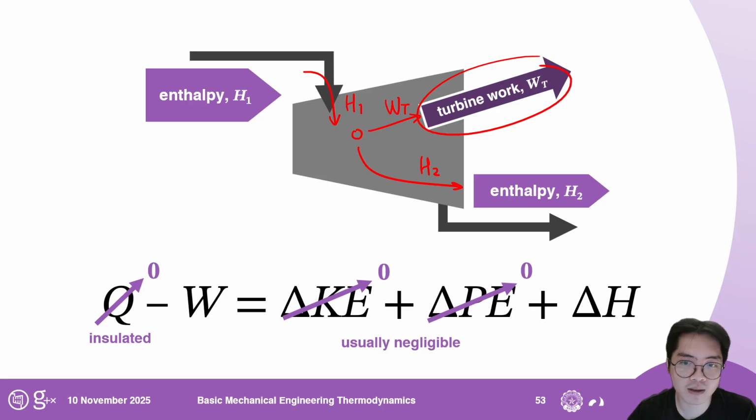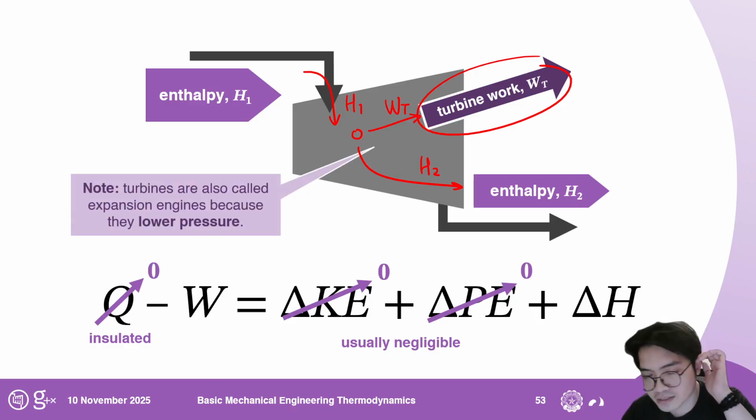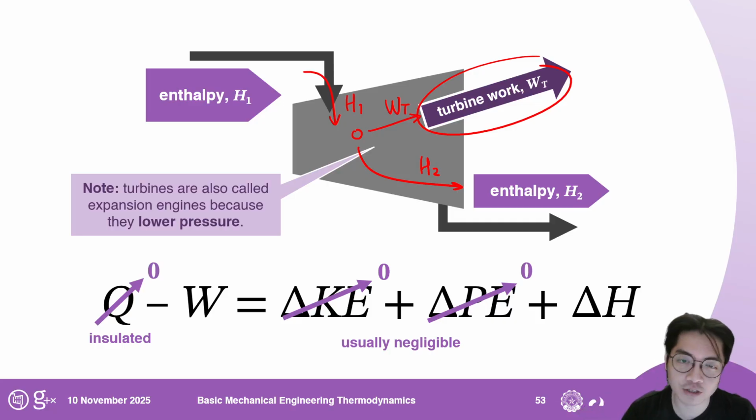Let's have problem 5.4. Oh, but before that, you might see in the thumbnail of this video that this is actually called turbines and expansion engines. Expansion engines are basically umbrella terms, more general terms for turbines, because what they do is not only generate work but also lower the pressure of your fluid.